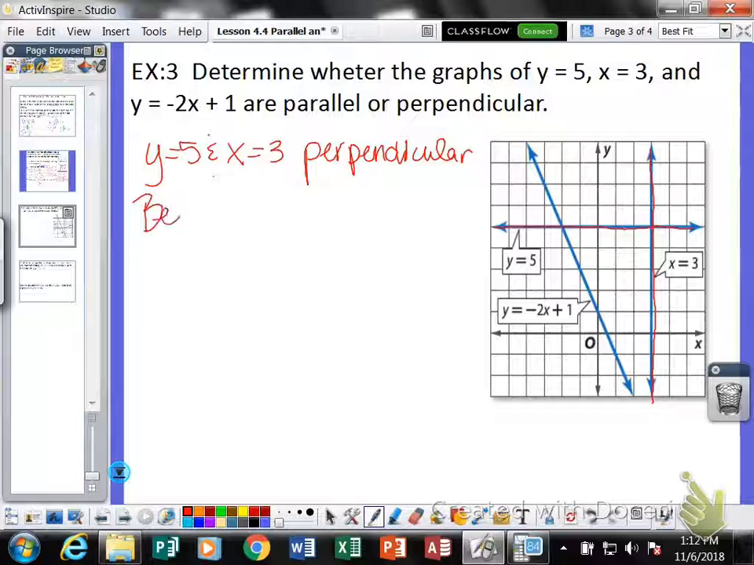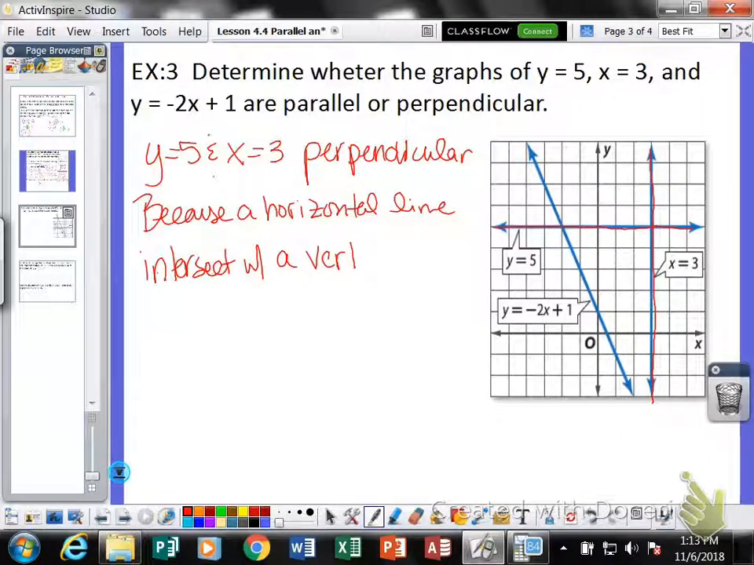And again, like I said, because a horizontal line intersects with a vertical line. Now, unfortunately, the y equals negative 2x plus 1 equation doesn't match anything because a horizontal line has no slope and this line has negative 2 slope. Our vertical lines are technically undefined, so obviously that doesn't count for y equals negative 2x, because I do have a slope, it's not undefined. So y equals 5 and x equals 3 are perpendicular.